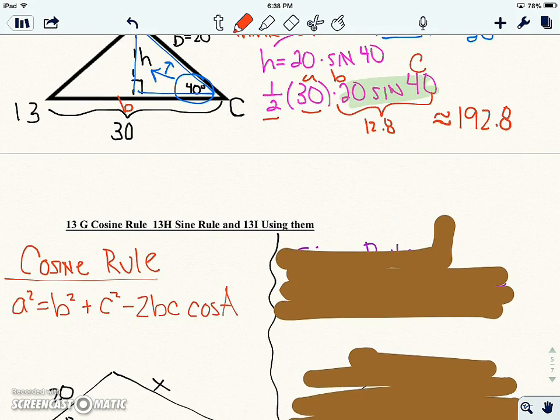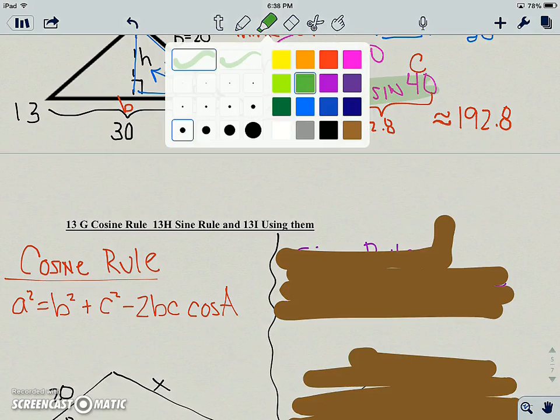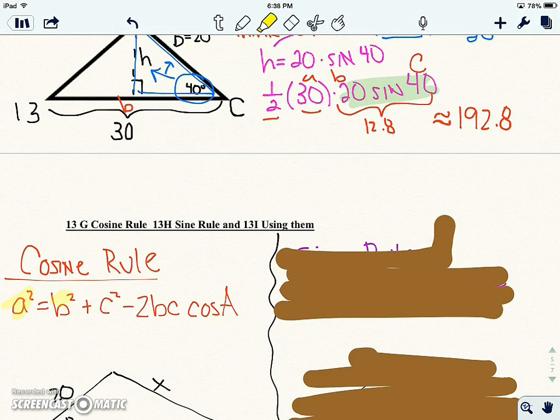Next, we're going to talk about the cosine rule and the sine rule. The cosine rule is a squared equals b squared plus c squared minus 2bc, the cosine of A. The little a, b, and c are just the sides of the triangle. And you're going to have one angle that's across from the little a. So it doesn't really matter if you have a first, b first, or c first, but whatever goes on this left side has to be the side across from the angle that you're using right here.